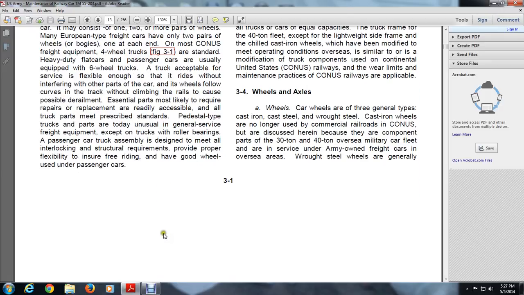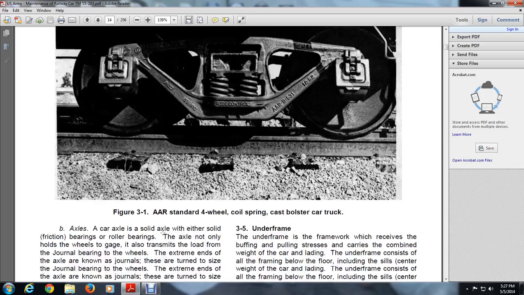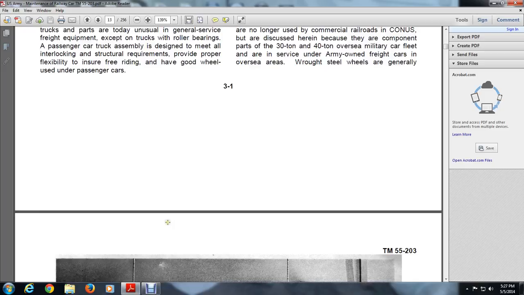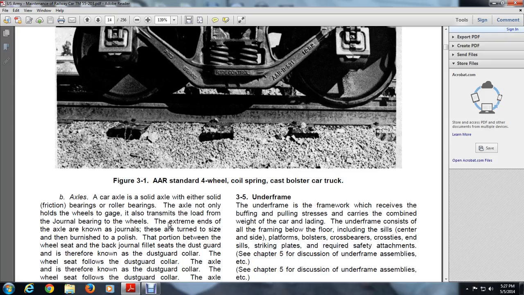Wrought steel wheels are generally shown in figure 3-1. They are standard for wheels with coil spring car bolsters on car trucks. The car axle is a solid axle, used with solid friction bearings and rolling bearings.